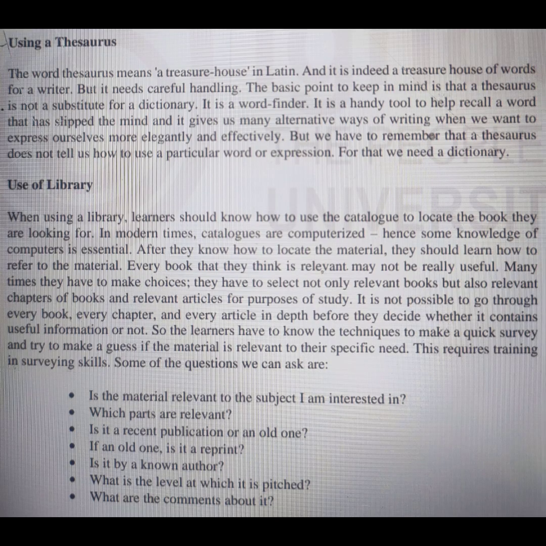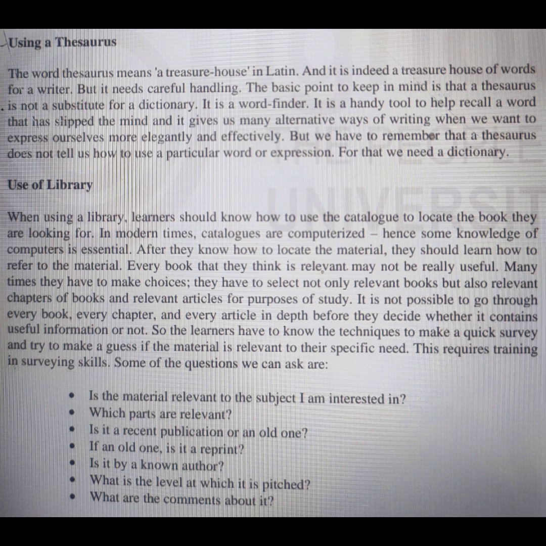Using a thesaurus. The word thesaurus means a treasure house in Latin, and it is indeed a treasure house of words for a writer. But it needs careful handling. The basic point to keep in mind is that a thesaurus is not a substitute for a dictionary. It is a word finder. It is a handy tool to help recall a word that has slipped the mind, and it gives us many alternative ways of writing when we want to express ourselves more elegantly and effectively.